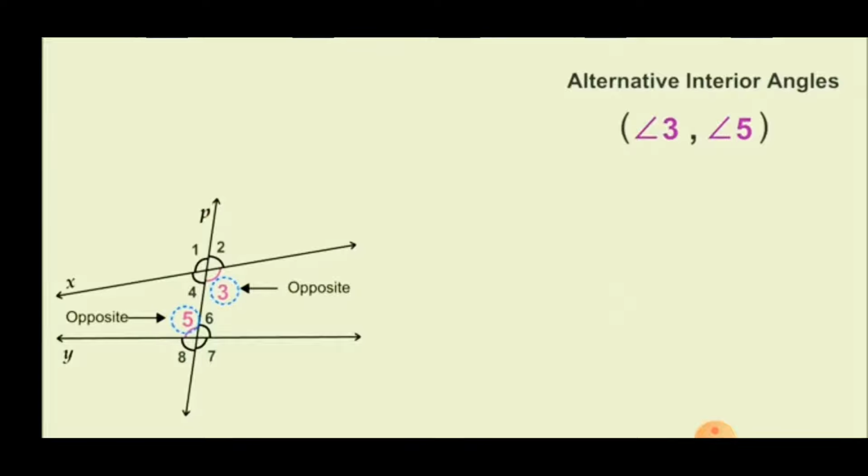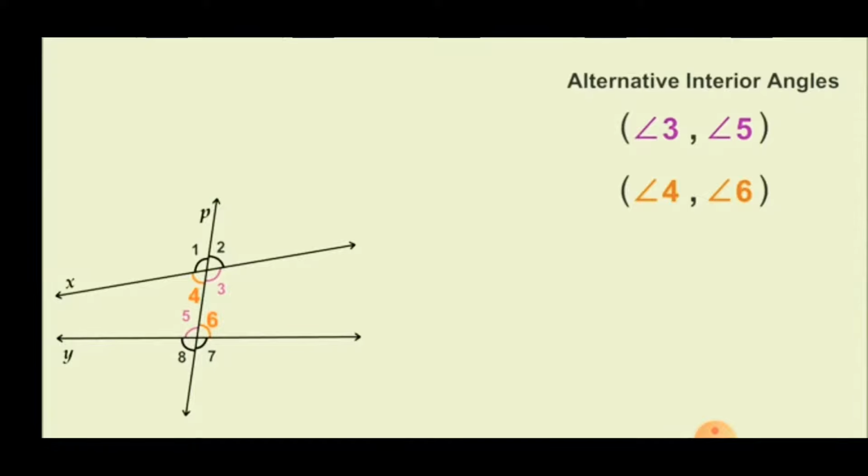Look at another pair of angles, that is 3 and 5. These are called alternate interior angles as they lie on the opposite side of the transversal line, as well as the pair of angles lie in the interior part of the two straight lines x and y. Can you suggest another pair of alternate interior angles? Another pair of alternate interior angles is 4 and 6.